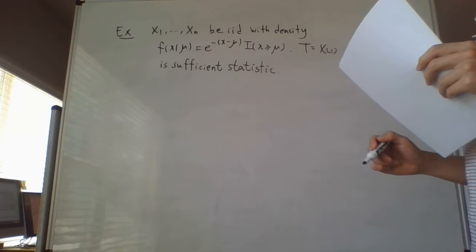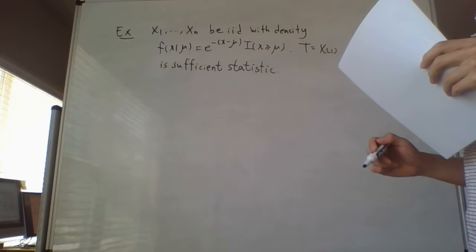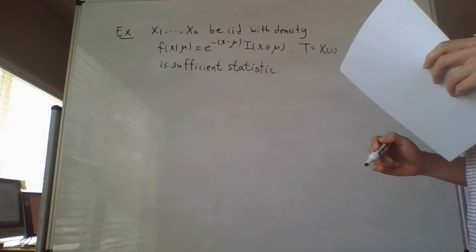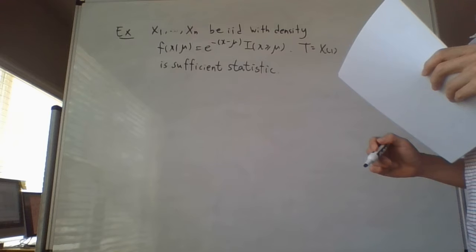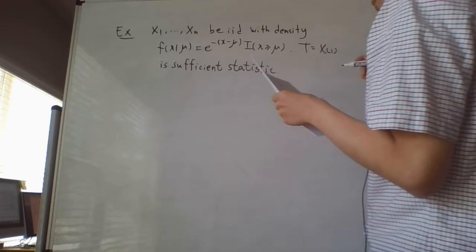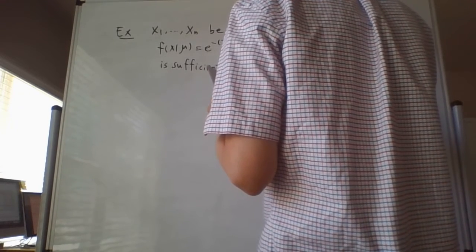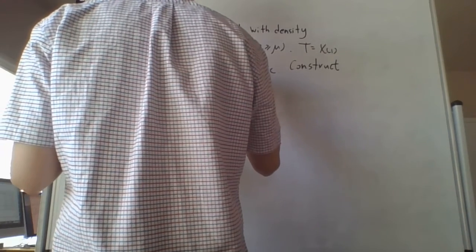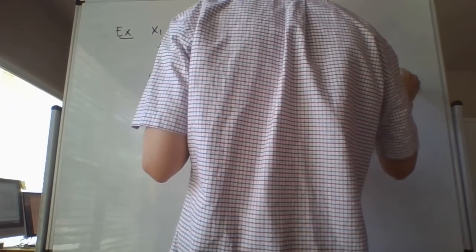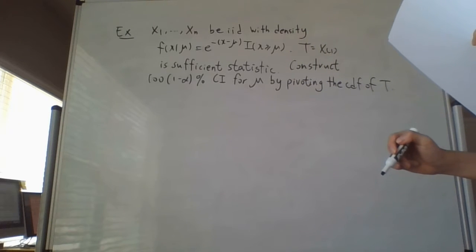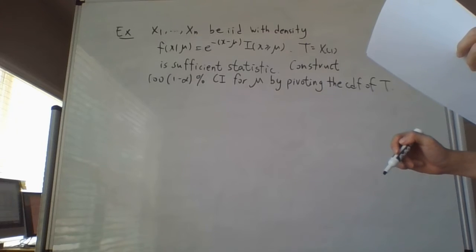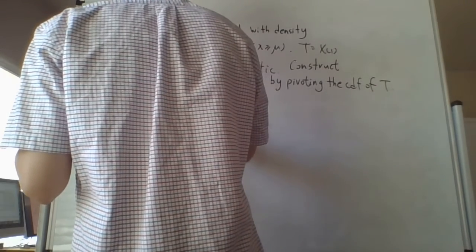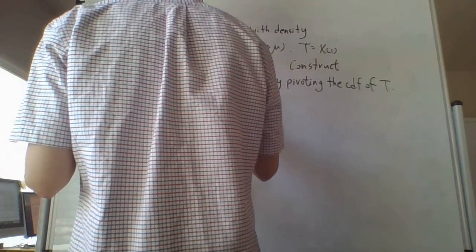When we have IID samples with density e to the power minus (x minus mu), with indicator x greater than or equal to mu, we have already seen that the minimal statistic is a sufficient statistic. So let's find the 100 times (1 minus alpha) percent confidence interval for mu by pivoting the CDF of t. First we need to find the CDF of t.